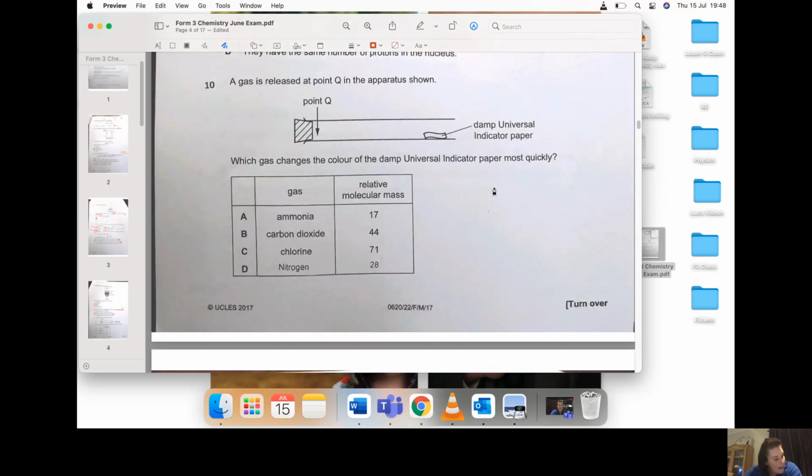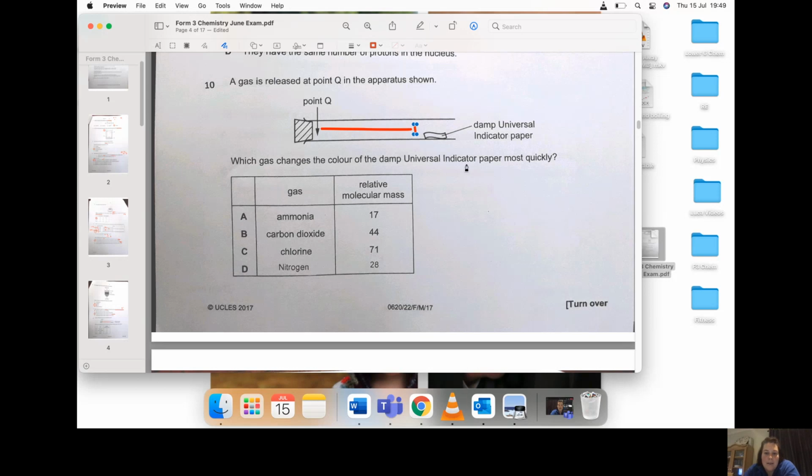Okay, question 10. A gas is released at point X. So the gas is going to diffuse this way. That's what it does. Sorry, I'm trying to draw an arrow. The gas is going to diffuse that way.